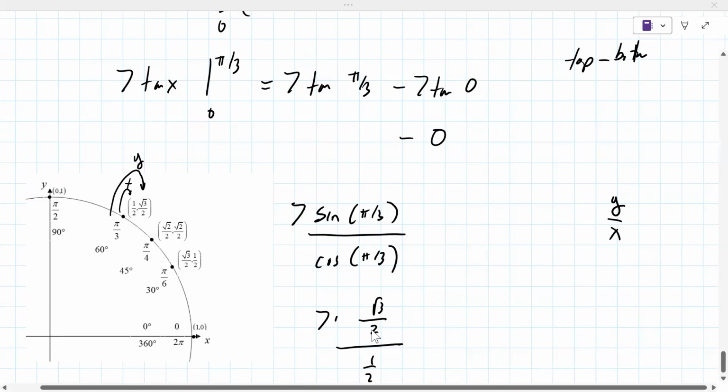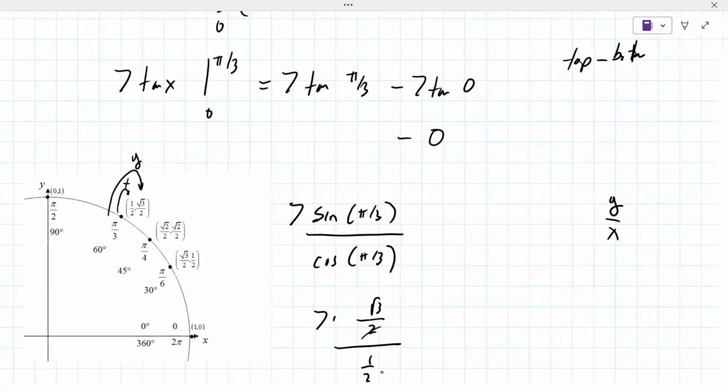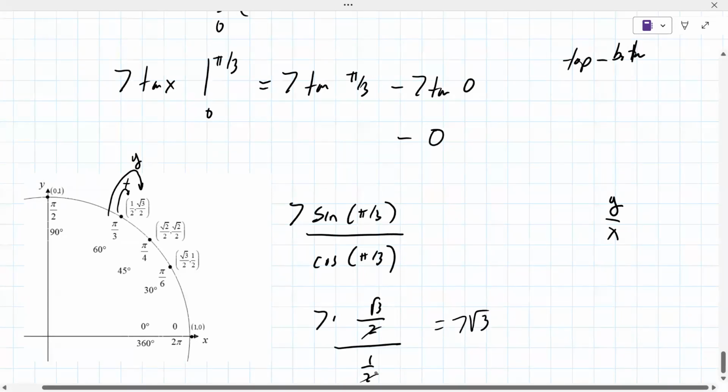So this does simplify, the twos cancel, and it ends up just being 7 square root 3, like that.